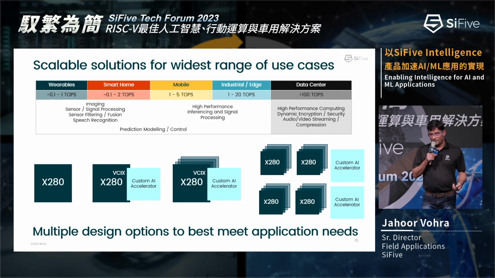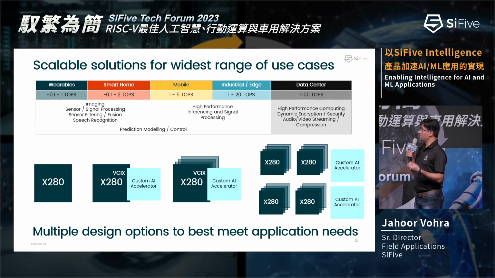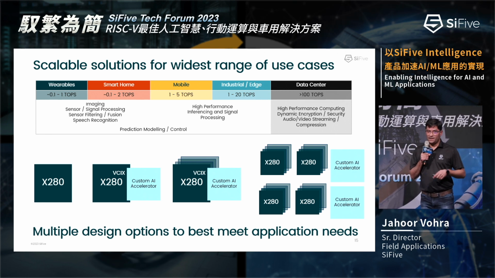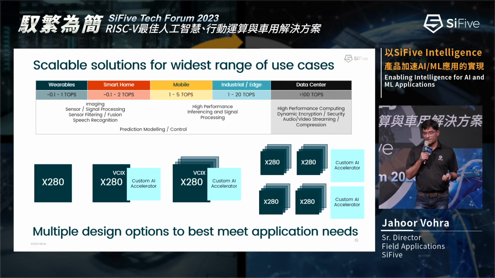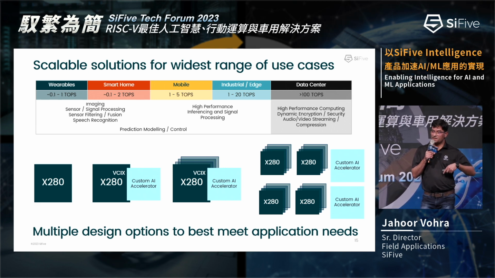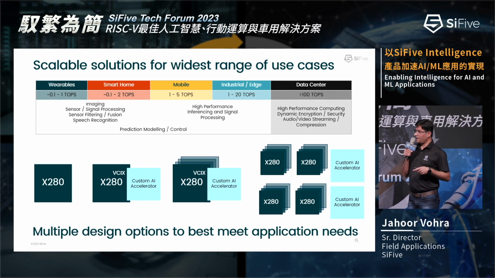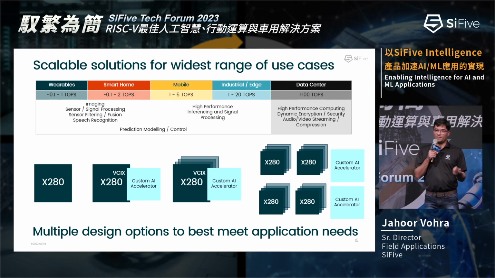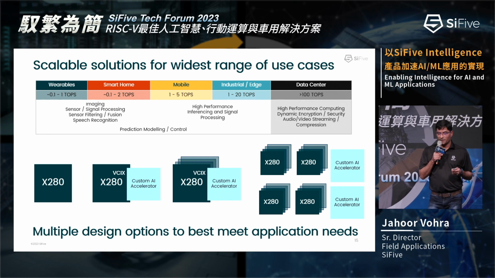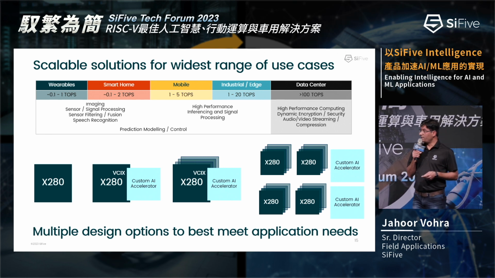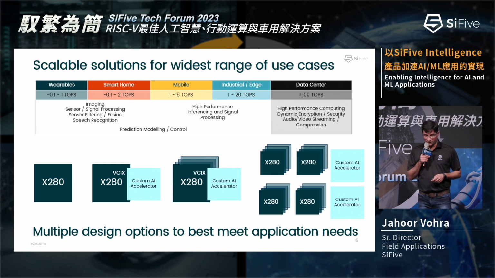We see customers today using the X280 in the data center through custom instructions and custom accelerators. But then in some markets, it scales to very tiny, low-power applications as well, where customers need a small application class CPU that can also do some inference. So depending on how the core is configured, it scales to address a lot of different markets and use cases.